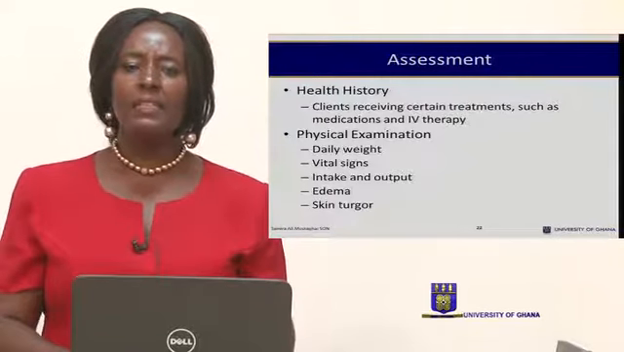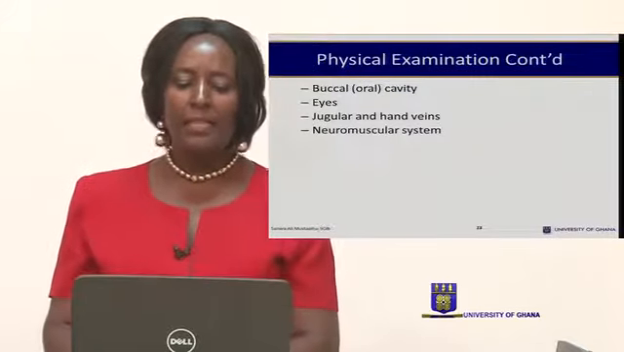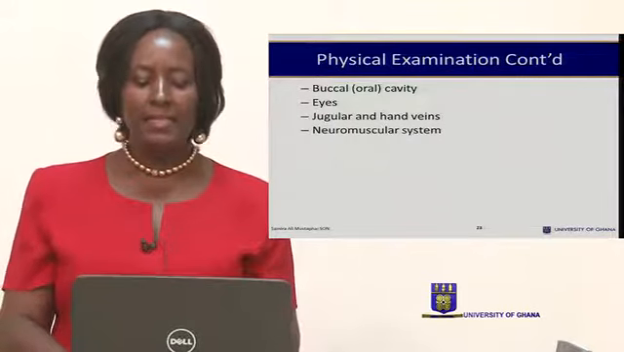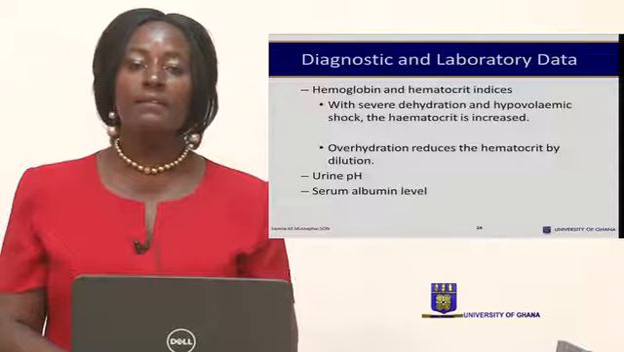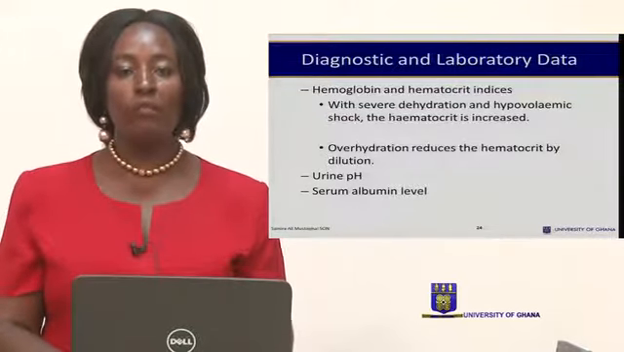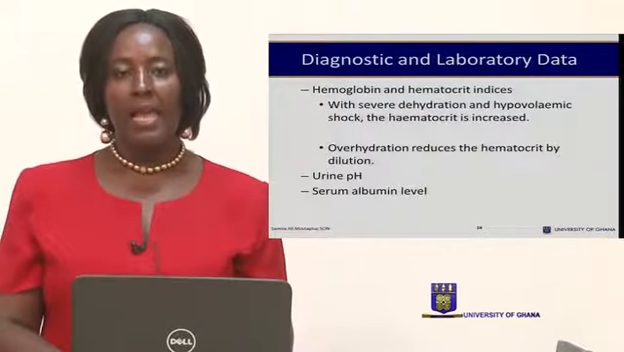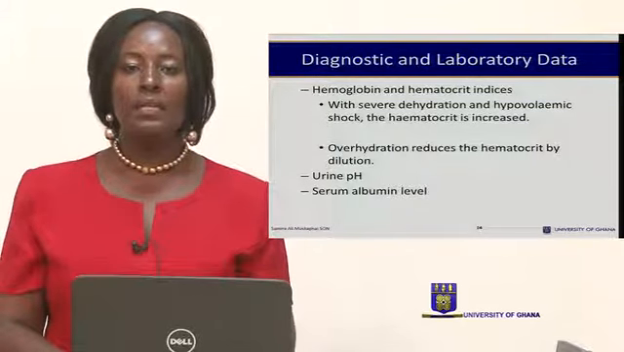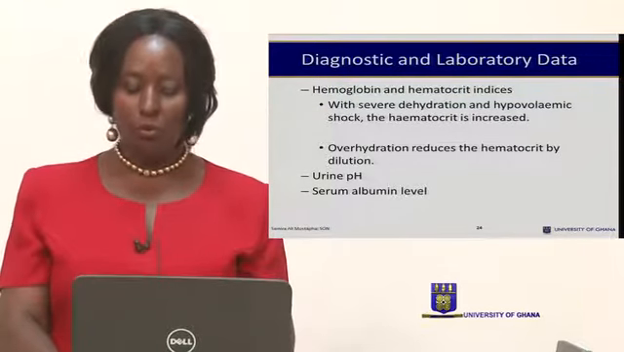So in assessment, you have to look at the history, physical examination, and then also we have to look at the cavity, the eyes, and all these other indicators. Other laboratory investigations that are also helpful are the hemoglobin and the hematocrit indices. And also overhydration will reduce the hematocrit by dilution. And then you have urine pH and serum albumin levels also decreasing.